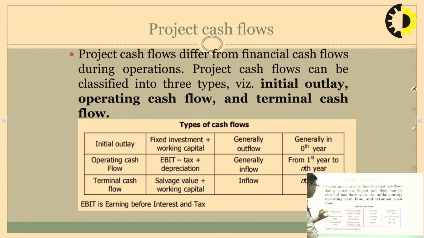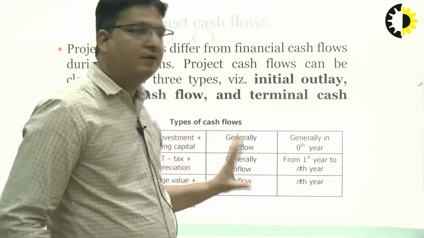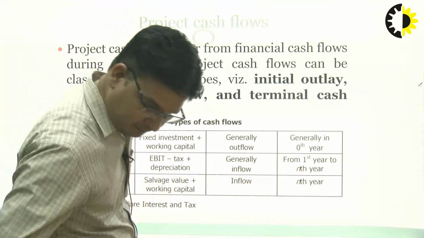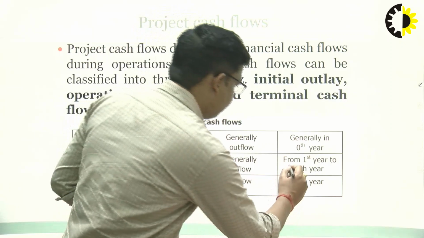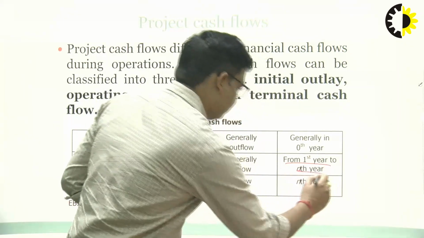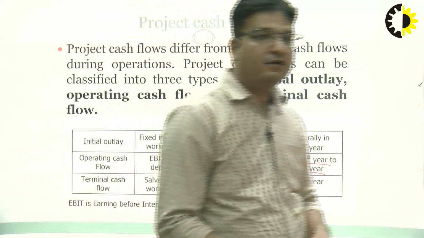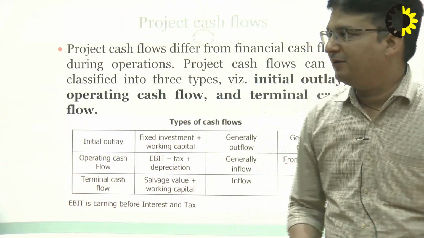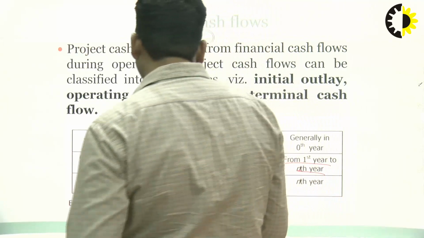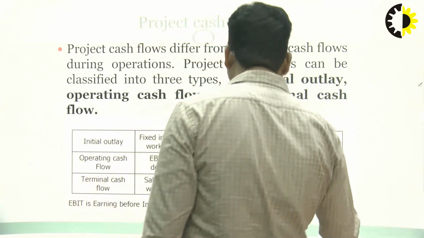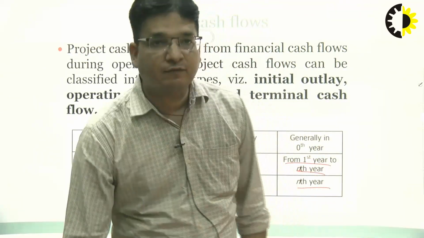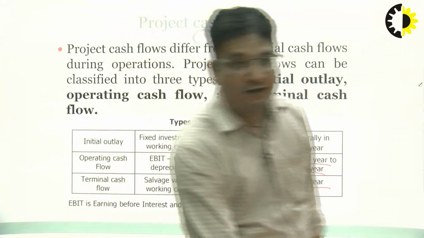Now, the operating cash flow is generally an inflow, that is, it is applicable from the first year to the nth year. Now, towards the end of the project, the terminal cash flow will be applicable and it is in the nth year. So, these are the three types of flow that we need to take care of.